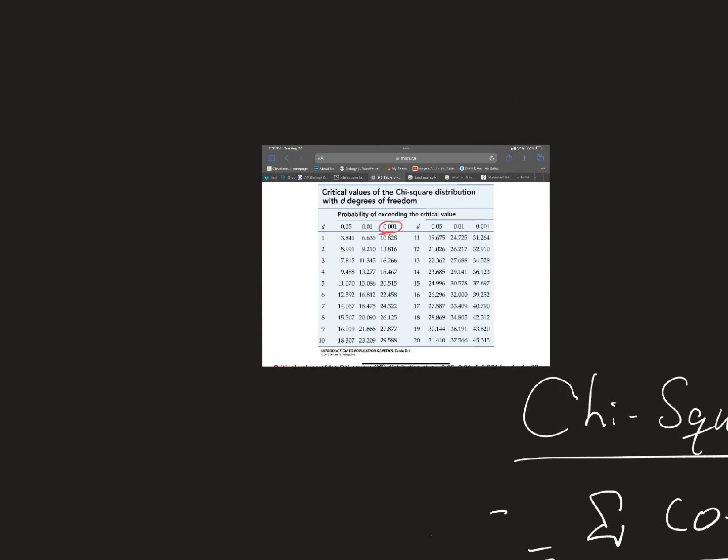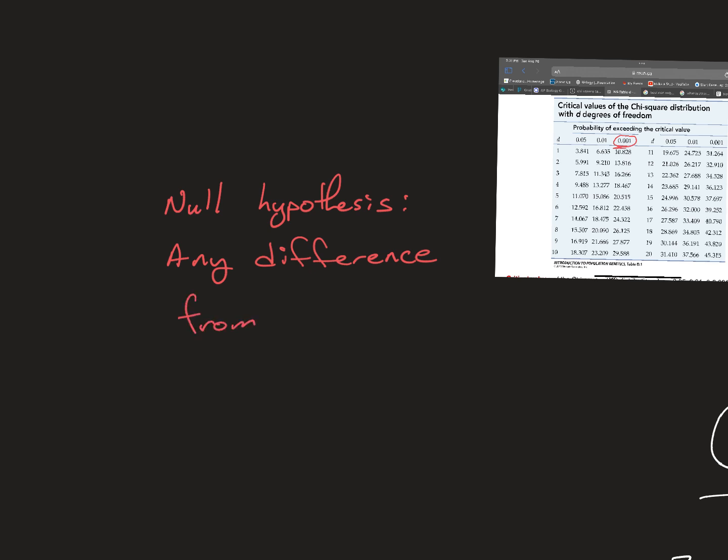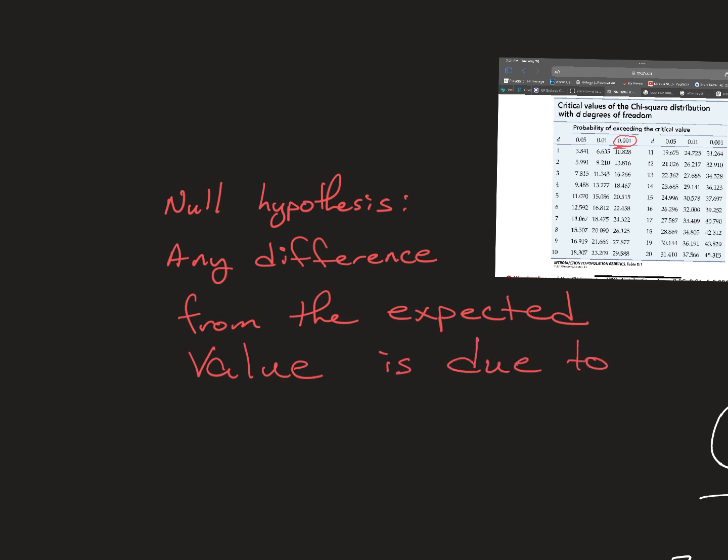Let's go back and look at the null hypothesis. That's why I define the null hypothesis in your chi-square discussion in your summary. So what is the null hypothesis? Let's remember, the null hypothesis, go ahead, is the assumption that what? Status quo. It's due to chance. That any difference from the expected value is due to chance.